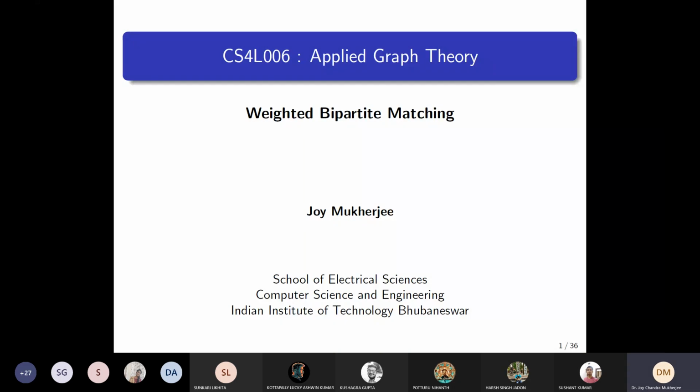So in that range, in the 1930s, Koenig and Egerváry proved that in a bipartite graph, the size of the maximum matching is equal to the size of the minimum vertex cover. And this proof is basically for unweighted graphs. But what Kuhn actually did was a reduction from the weighted bipartite matching problem to an unweighted bipartite matching problem, and he solved that.